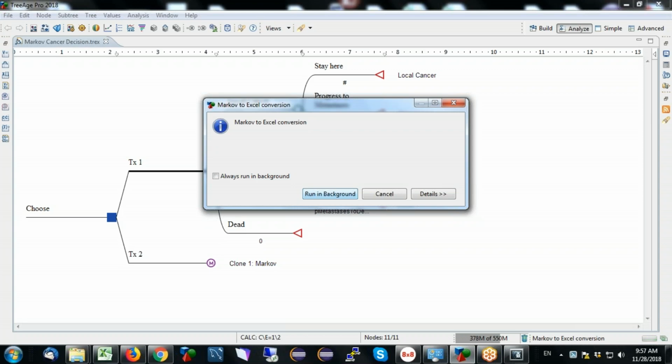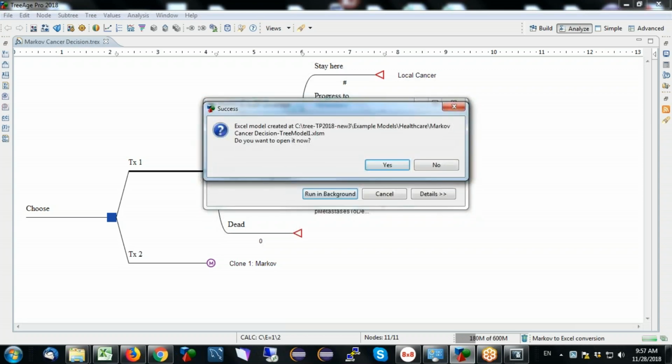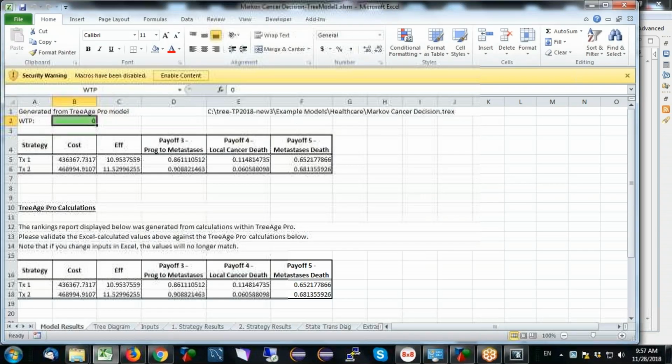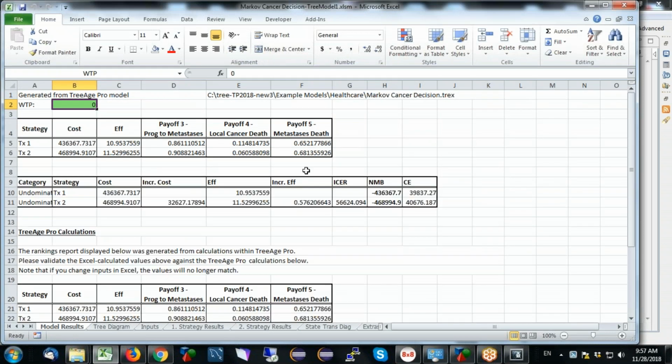And this does not just benefit you with transparency, it also is good for sharing models. You might need to share a model with someone who doesn't have TreeAge Pro or someone who really prefers an Excel format. And say yes, and I'm going to enable the macro. And I have a fully functional Markov model converted to Excel.